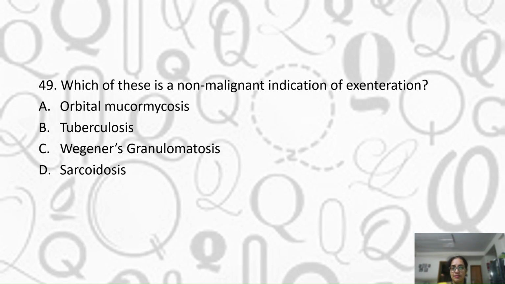Which of this is not a malignant indication of exenteration? Okay, so the right answer here is orbital mucormycosis. So why do we do exenteration in orbital mucormycosis? Let's understand the pathophysiology. It is also known as ROCM or rhino-orbito-cerebral mucormycosis. So it has a very high chance of entering the brain and causing mortality. So this is one condition in which you have to go for exenteration even if the eye has vision. Okay, when you have proven that there is mucormycosis, even in presence of vision, you have to go ahead with the exenteration.